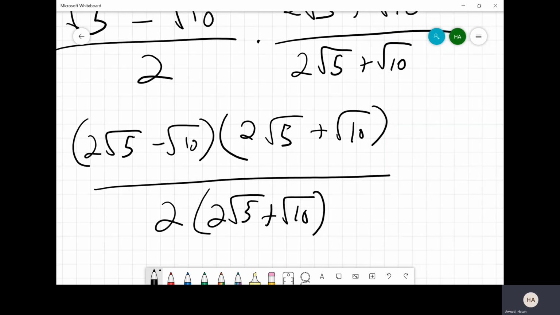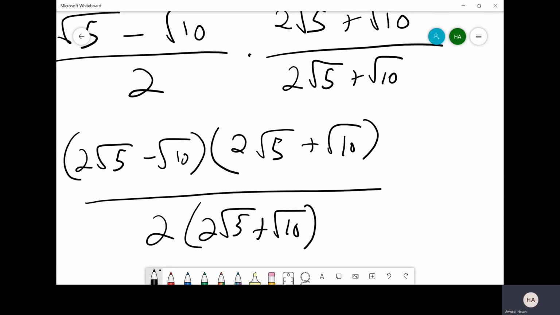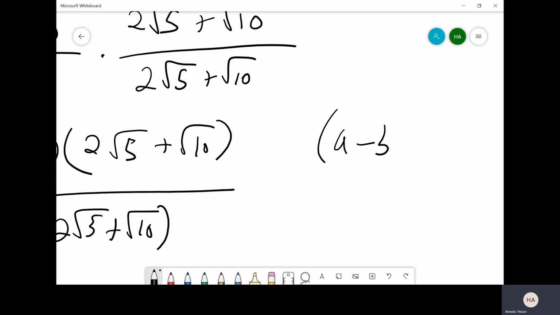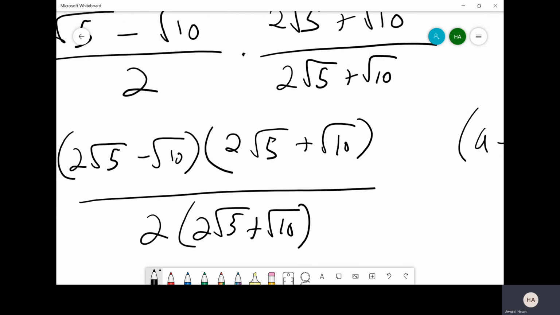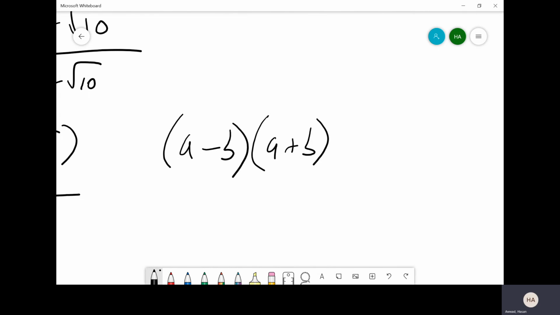Because what do we have? Well, it looks a lot like difference of squares. We have 2 square root of 5, and that's going to be my a term, so we have a minus b, where square root of 10 is my b. And then we also have those same two terms, but added, so a plus b. And what does the difference of squares give us? Well, it gives us a squared minus b squared. So what do we really have to do here for the numerator?